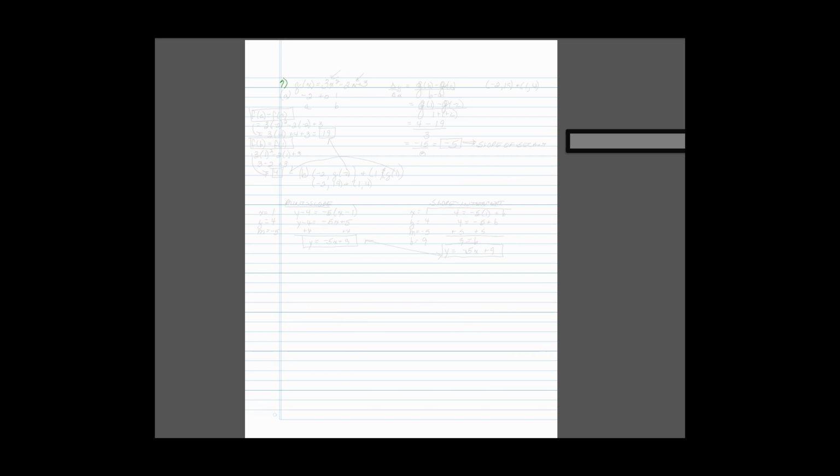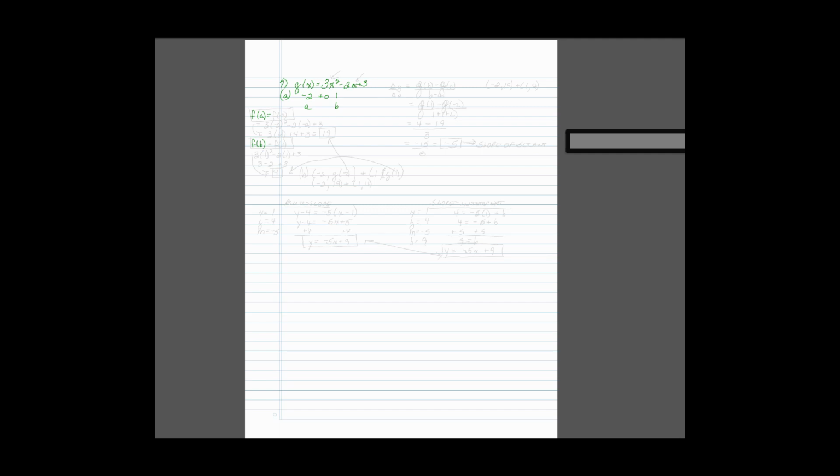It says, suppose that g of x is equal to 3x squared minus 2x plus 1. Part A, find the average rate of change of g from -2 to 1. This is A, this is B. All right, we can do that. That means we need to know f of A, and then we will need to know f of B.